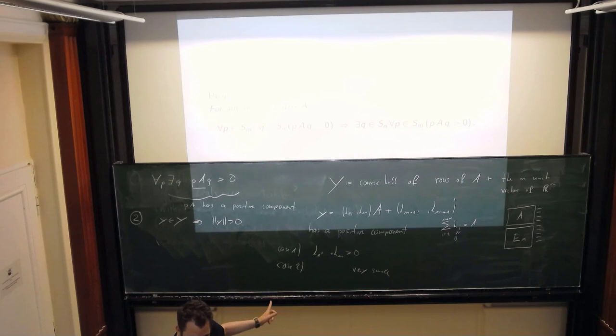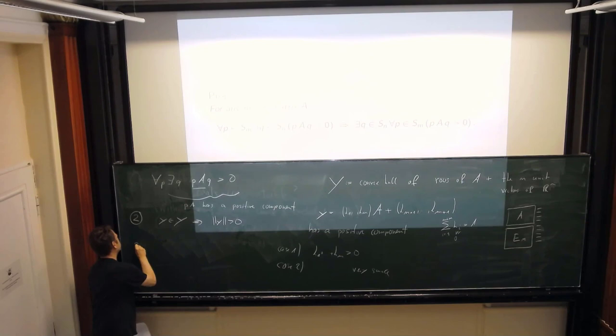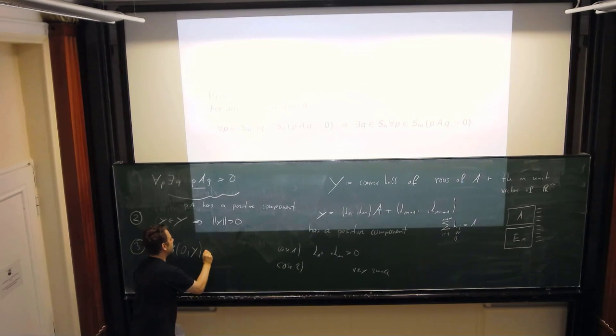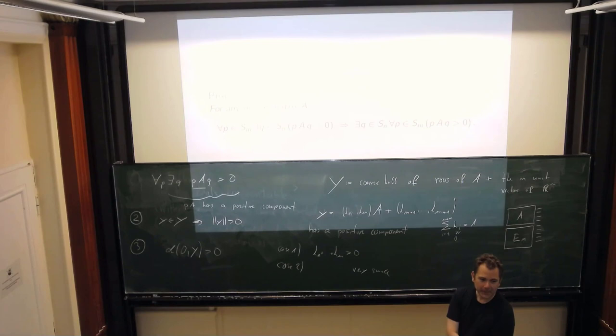Such things appear naturally when we use separation to derive something. Spoiler, now comes something with separation. Where are we? We are here. Step three: the distance from 0 to capital Y is positive. Crucial point. Each small y has positive norm, so the distance must be positive. I know, it's true, but it's not clear at all.